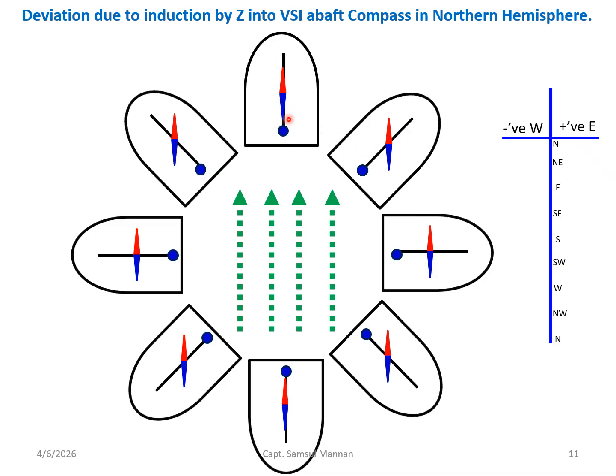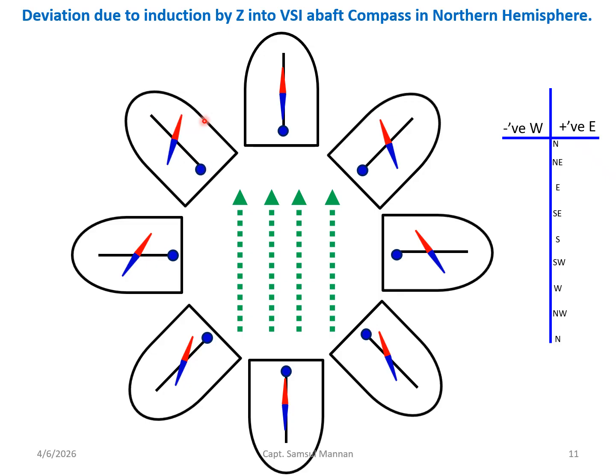And when the vessel is on the 000 degree course, there will not be any deviation, but when the vessel is on the 045 degree course, there will be some deviation, and when the vessel is on the 090 degree course, there will be much more deviation, right? And again, when the vessel is on the 135 degree course, there will be some deviation, and when the vessel is on the 180 degree course, there will not be any deviation. However, again, when the vessel is on the 225 degree course, there will be some deviation, and when the vessel is on 270 degree course, there will be maximum deviation. Sorry, apologies, right? And again, when the vessel is on the 315 degree course, there will be some deviation.